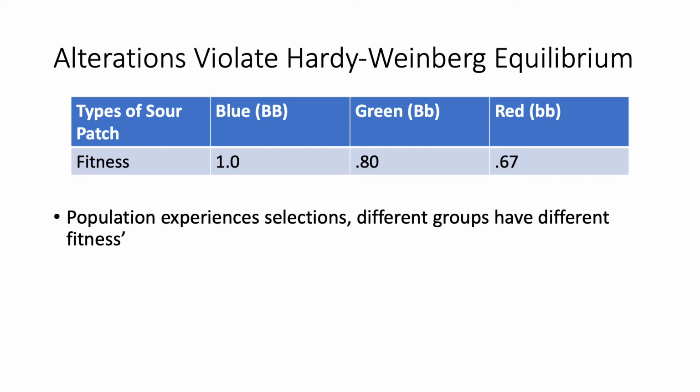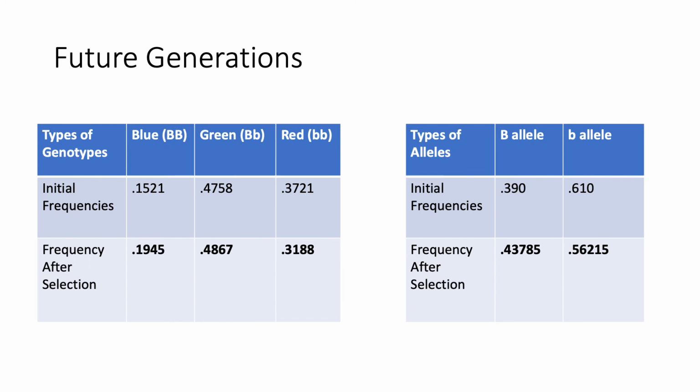This new population is not in Hardy-Weinberg equilibrium because this population experienced selection, causing the fitness across the population to be unequal. This violates the assumption of the Hardy-Weinberg law that states no selection can occur and that fitness must be equal across the population.